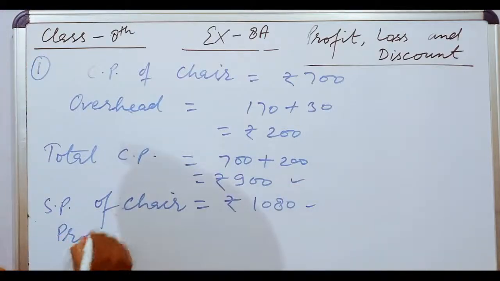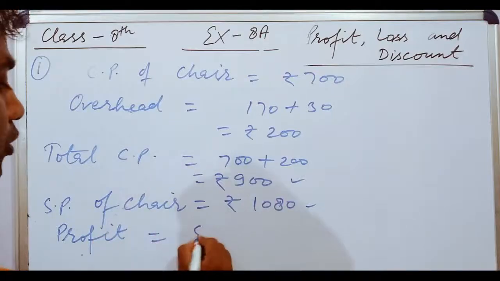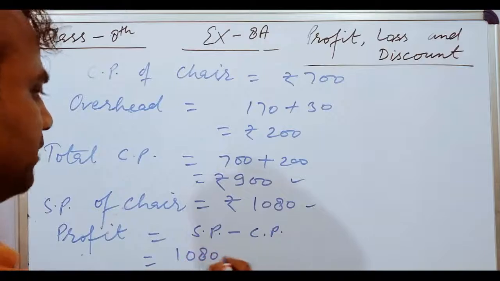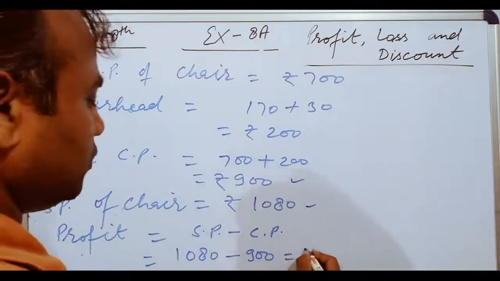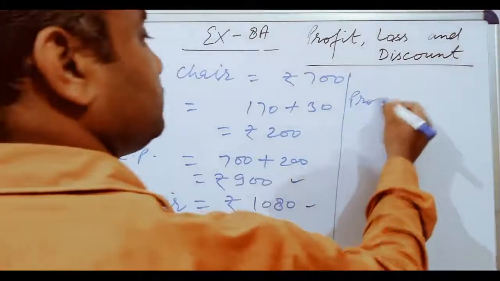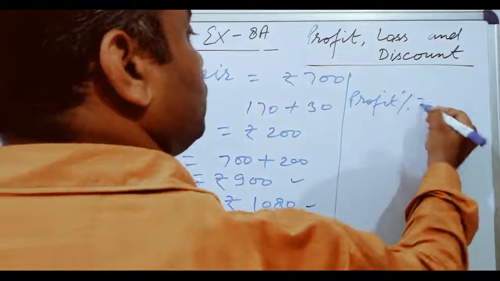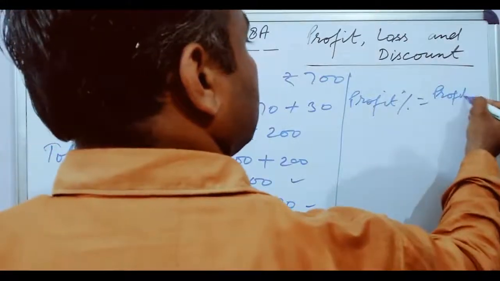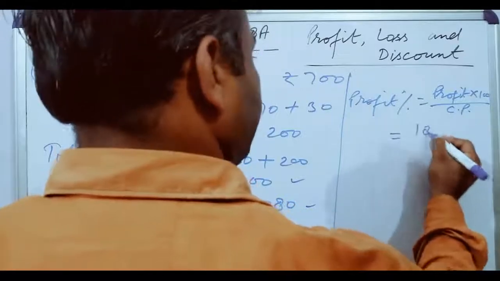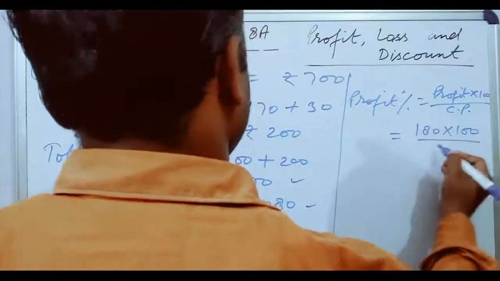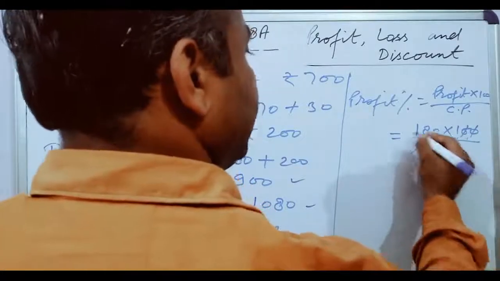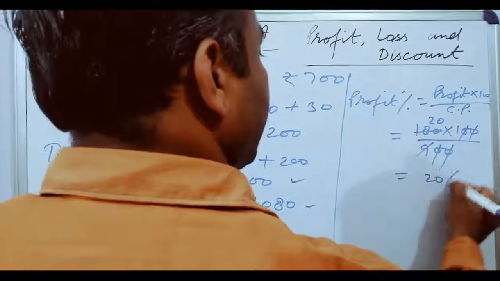CP is less than SP, then profit equals SP minus CP. 1080 minus 900 equals 180 rupees. Then profit percent equals profit into 100 upon CP. Profit 180 into 100 upon CP 900. Zeros cancel. 9 twos are 18. It is 20%.